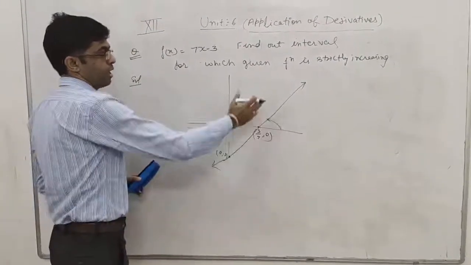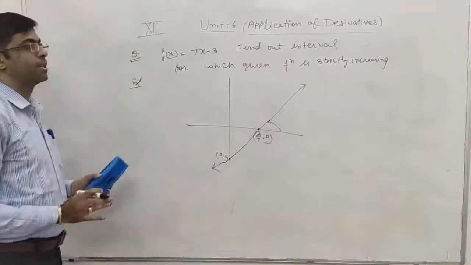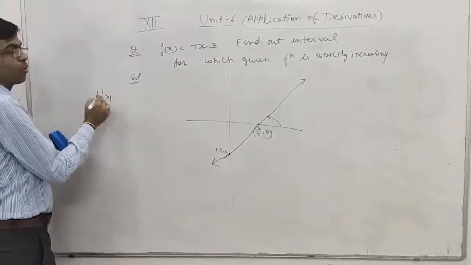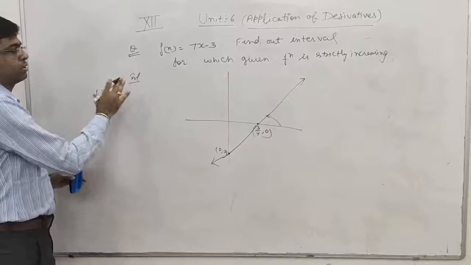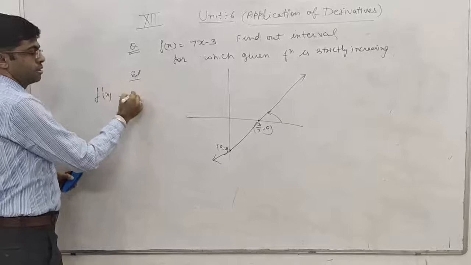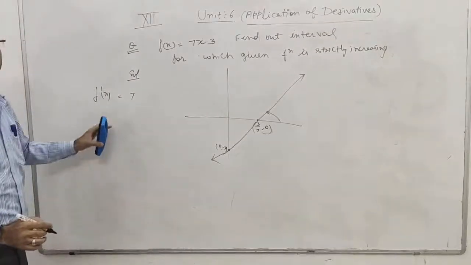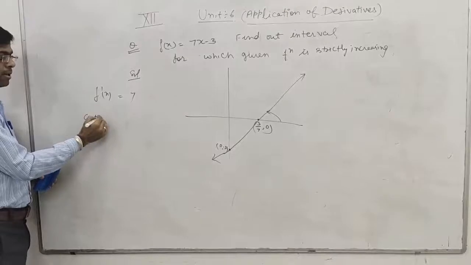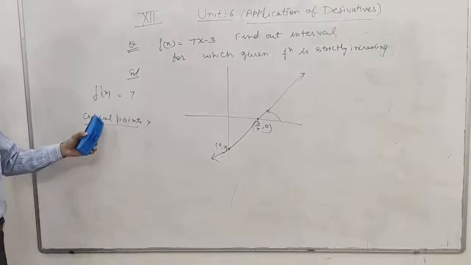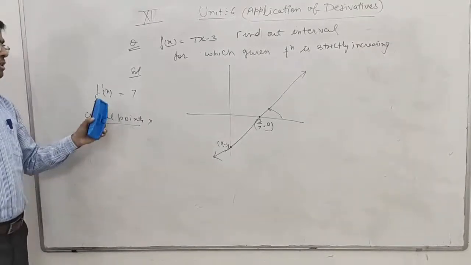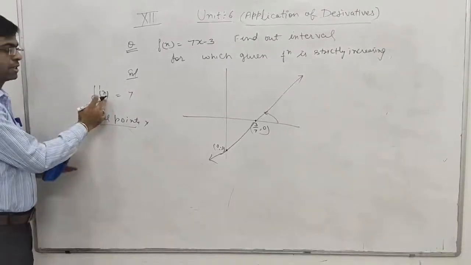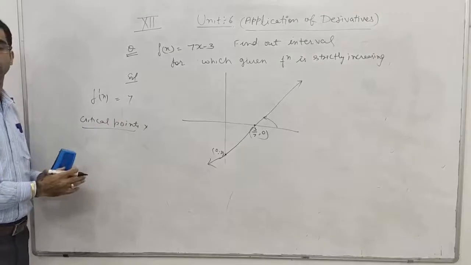Now first of all, it is clearly visible that this is a strictly increasing function. But if we solve the question through derivative, through differentiation, f dash x is 7. In this case we are unable to find the critical points. We are not getting those values of x for which f dash x equals 0.